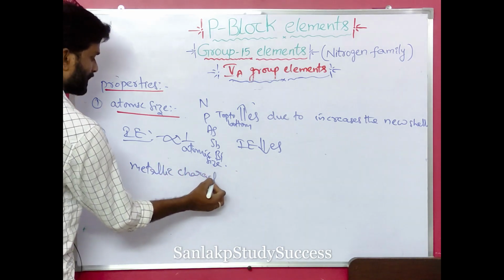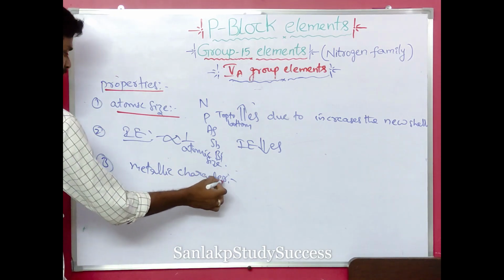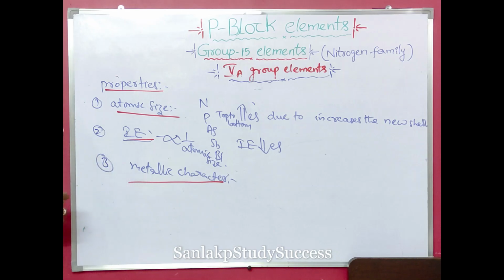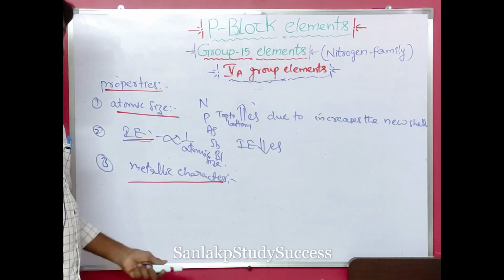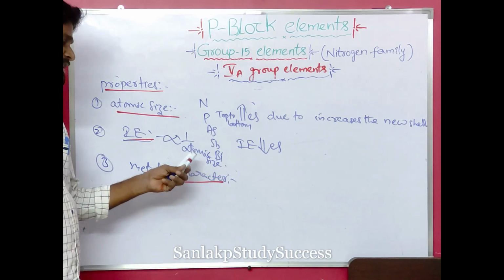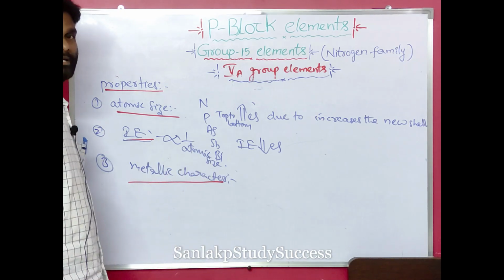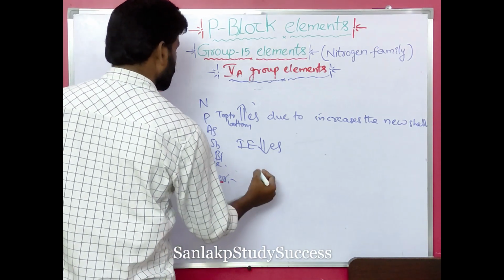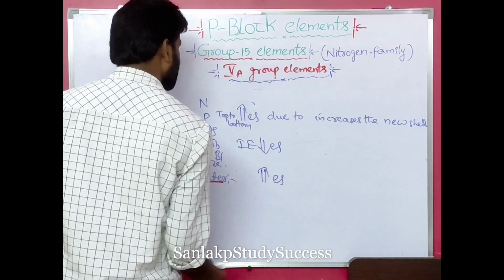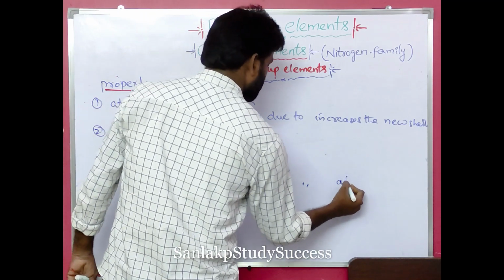Metallic character increases from top to bottom. Due to increasing atomic size, the tendency of losing outer electrons is easier. So its metallic character increases from top to bottom due to increasing atomic size.